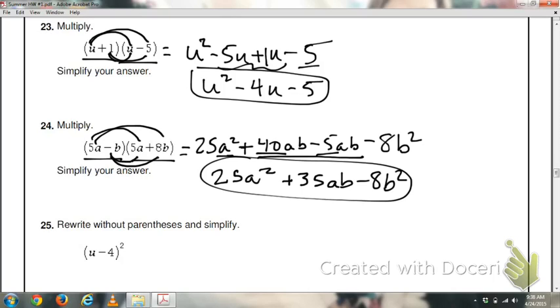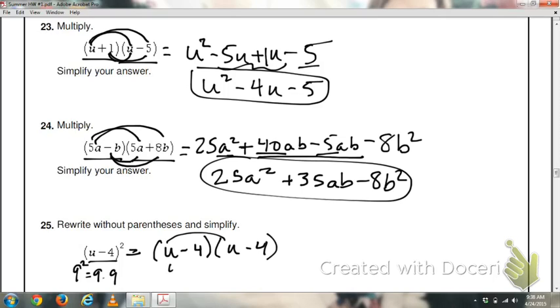Now number 25, a lot of students get confused about, but realize, guys, when you square something, it just means you multiply it by itself. So it's u minus 4 times u minus 4 twice. That's what squaring means, right? If I had 9 squared, that's 9 times 9. It's no different when you have a binomial squared. So this is just another way of getting you to do FOILing.